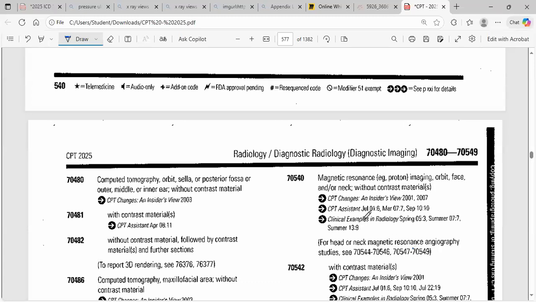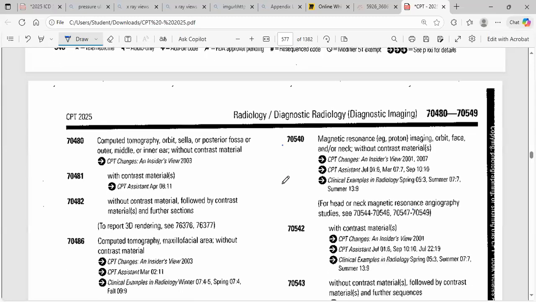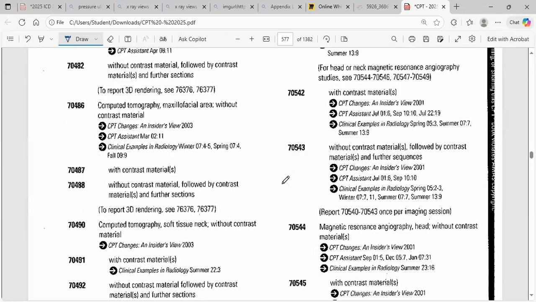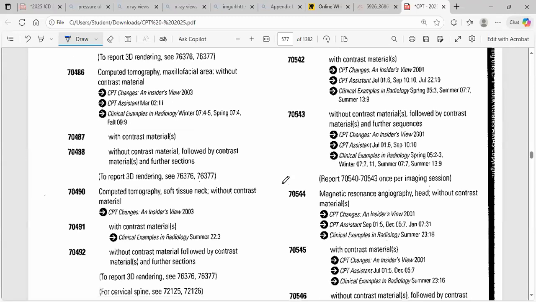Okay. So we have covered X-rays, we have covered CT, and now let's start with the CTA. With the CT, if the doctor is doing the 3D also, then we are going to bill this code separately with all CTs, okay? Not just with this particular one. This one is for maxillofacial, with all other CTs also.